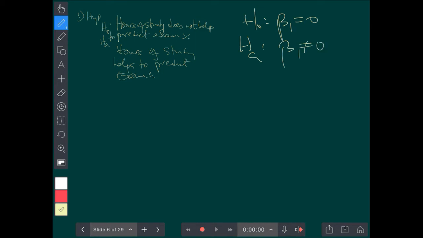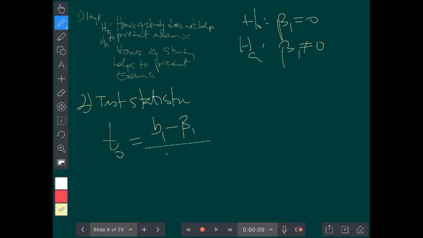So that's the first thing. Step 2, test statistic. It's a t observed, which is our sample value minus the population beta 1. But we know that beta 1 in the null hypothesis is 0, so we could actually remove beta 1 from that equation, but that's okay. Leave it there. And then we want the standard deviation of the errors divided by the square root of SSX.